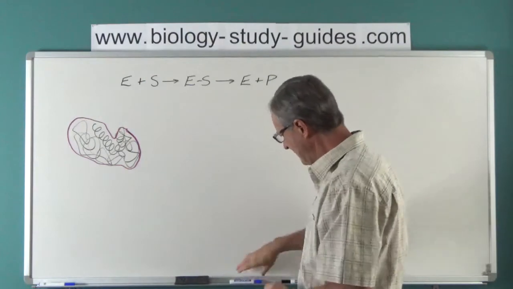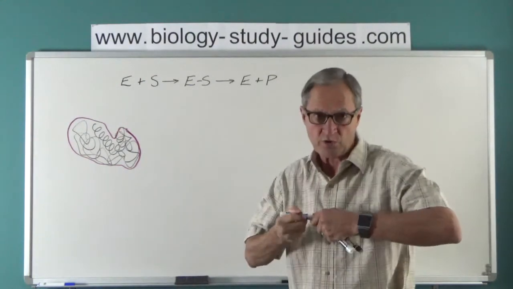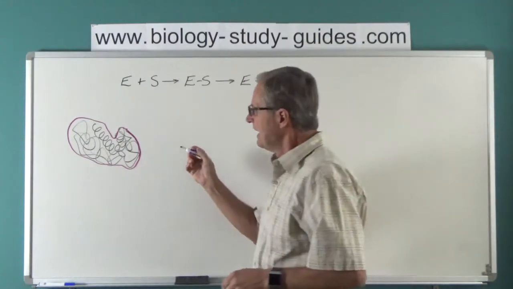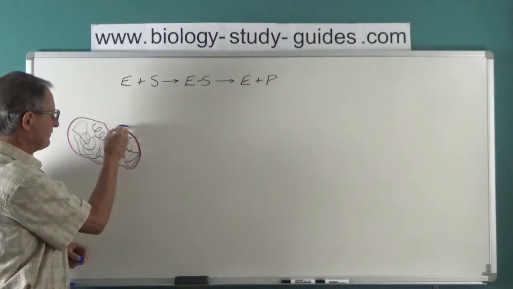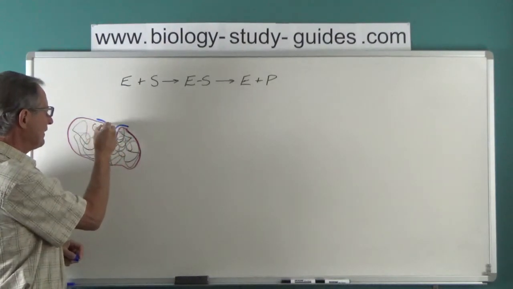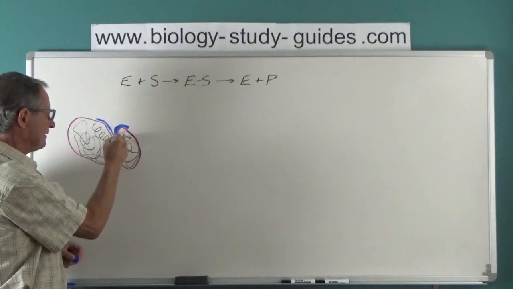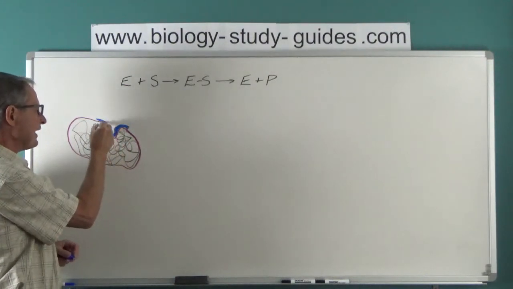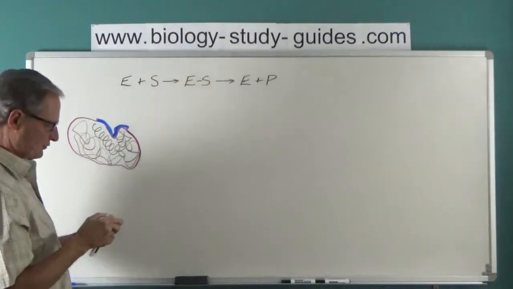Here's our enzyme, and what I said before is enzymes have a region on them, which we know is called an active site. And in this one, I'm just going to color this piece in right here. I'm going to call that blue region right here the active site. That's the portion of the enzyme which will actually interact with the substrate.